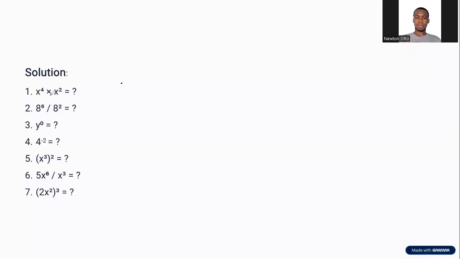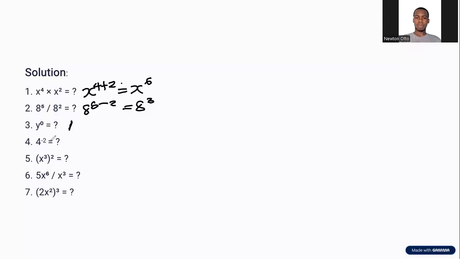Okay, so let's go. x raised to the power 4 times x raised to the power 2. We know this is the multiplication law, so do 4 plus 2: x raised to the power 6. 8 raised to the power 5 divided by 8 raised to the power 2. This is the division law, so use 8 raised to the power 5 minus 2, and this is 8 raised to the power 3. y raised to the power 0. Anything raised to the power 0 is what? 1, except 0. 0 raised to the power 0 is not 1. For any non-zero number or variable raised to the power 0, it's 1.